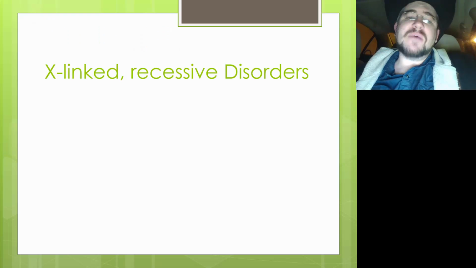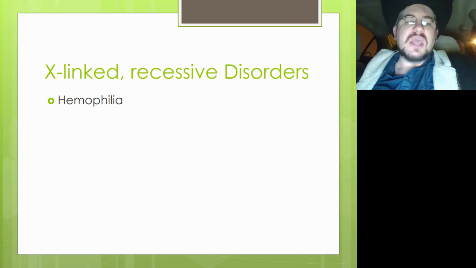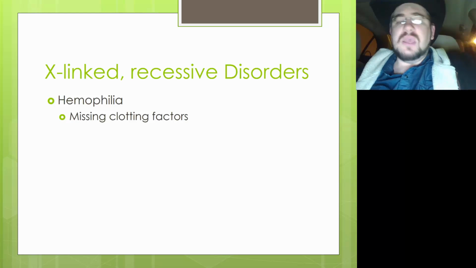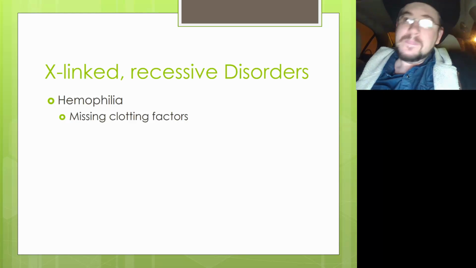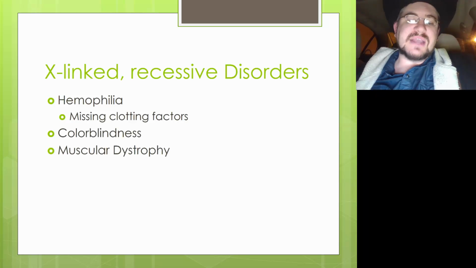Boom. Let's talk about some other X-linked recessive disorders. Hemophilia is an X-linked recessive disorder. Kind of cool. In hemophilia, you're missing clotting factors. What this means is that your blood clots slowly, or if you have it quite bad, it clots basically not at all. We already did colorblindness. We know that's X-linked. Muscular dystrophy, you might have heard of it, is X-linked. So these are all recessive disorders inherited on the X chromosome.